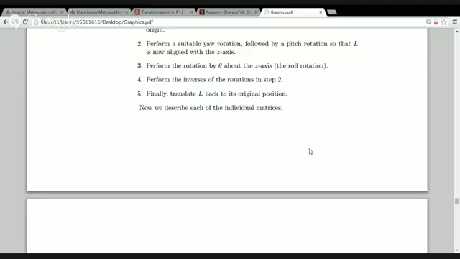Okay. So after having done that, what does the picture look like? You perform this rotation Ry, then we'll just focus on the Y and the Z axis.